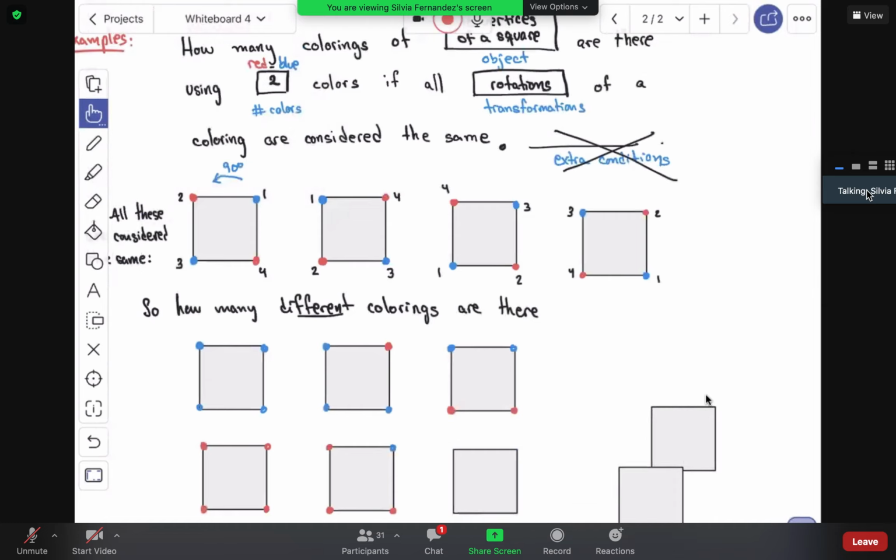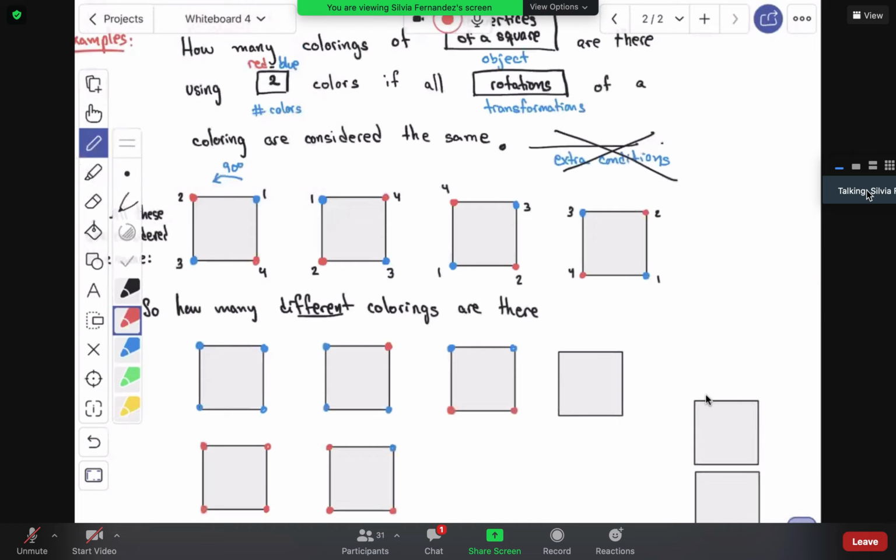Now make this one red and this one blue. You see, I've been kind of switching the colors here. Those two will be equivalent, so I just have that one. And I can also have the blues and the reds alternating. Those are definitely different, right? Because I cannot go with rotations from one to the other. And that's it. There's only 6.